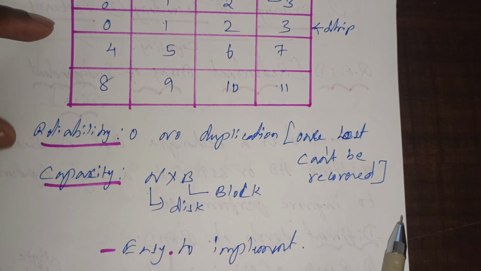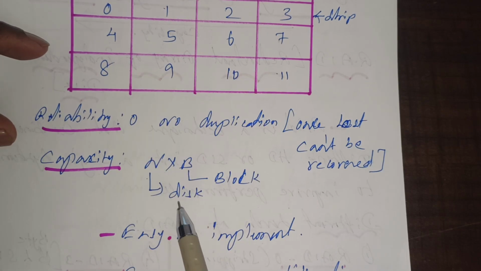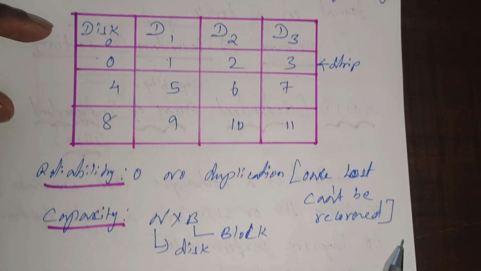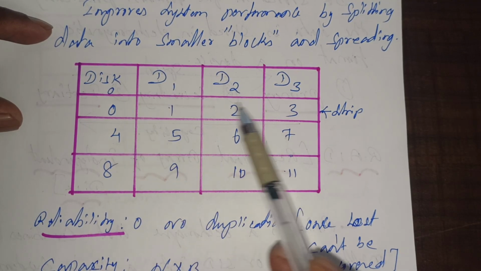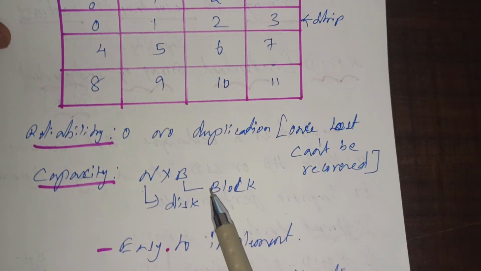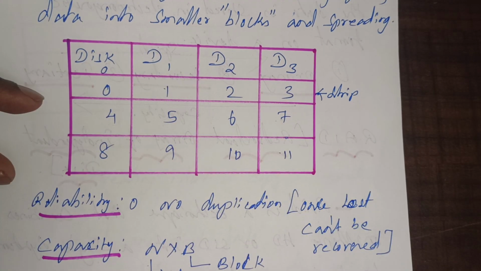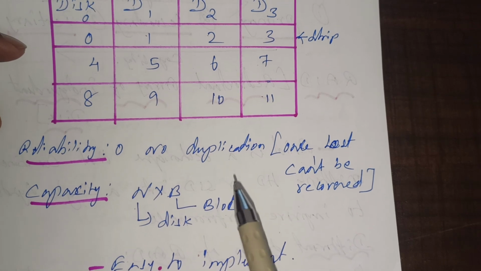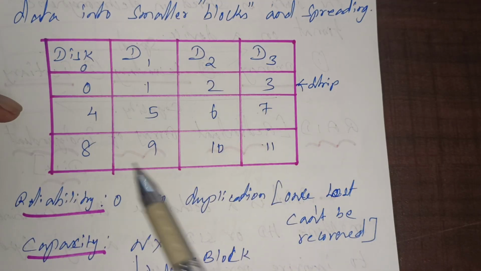There is no duplication. The capacity here, you need to check the capacity. What is the capacity here? N into B. N is the disk, B is the block. Here the entire space is being used to store data. You can see here we have not skipped any of the blocks. All the blocks are perfectly utilized. That is block B. So N, the disk 0, 1, 2, 3. There is no duplication, and N disks each having B blocks are fully utilized.